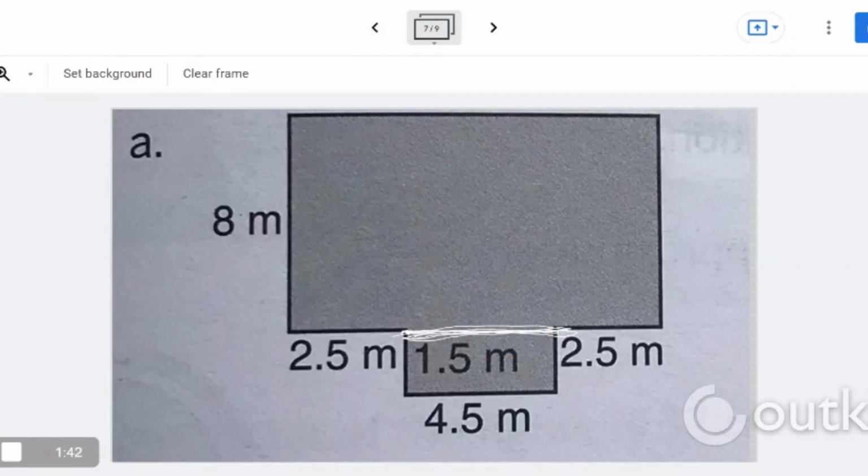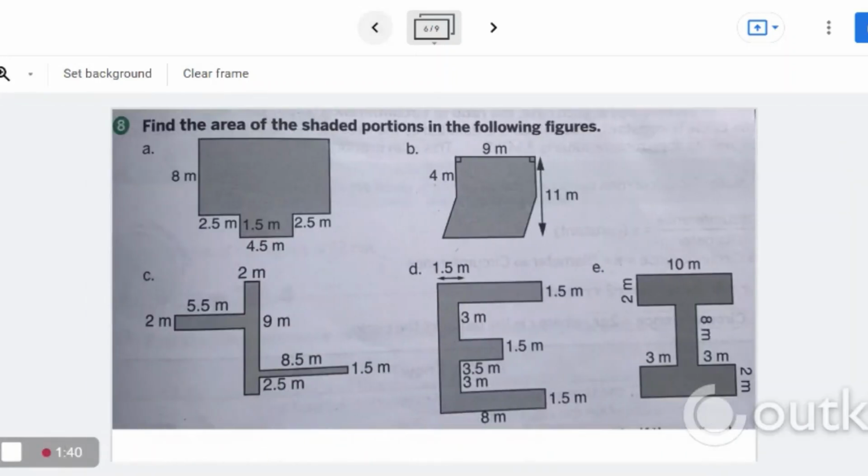See, in the question some more diagrams are given. I suggest you try this D and this E. Try it yourself. Break the diagram here, break the diagram here, in the same way break it, and then finally add all of this. So this will be your homework: questions D and E of question number 8, find the area of the shaded portion of these rectangles.